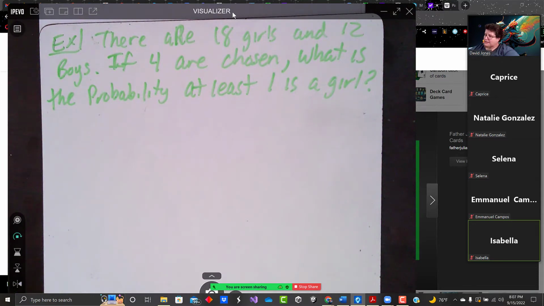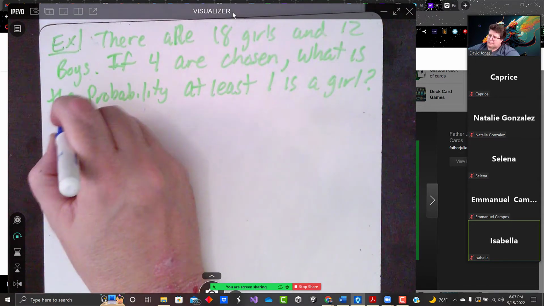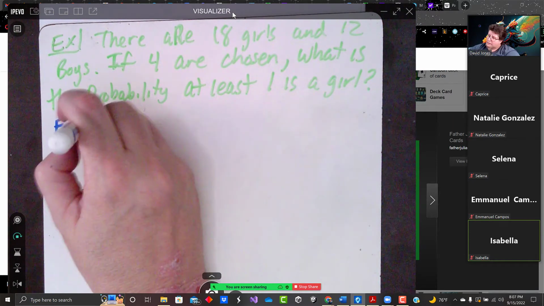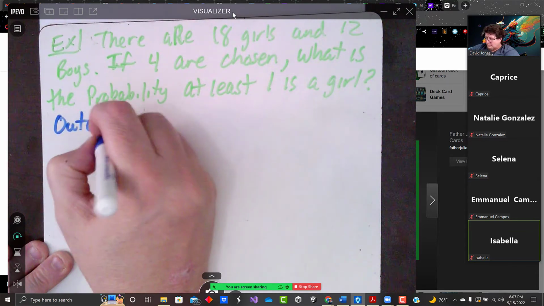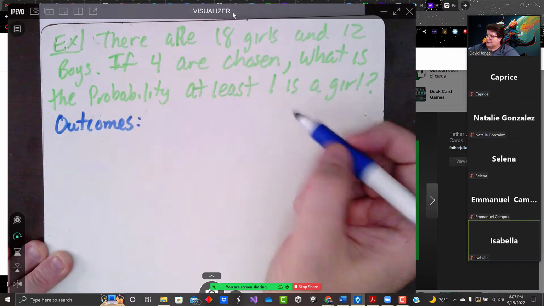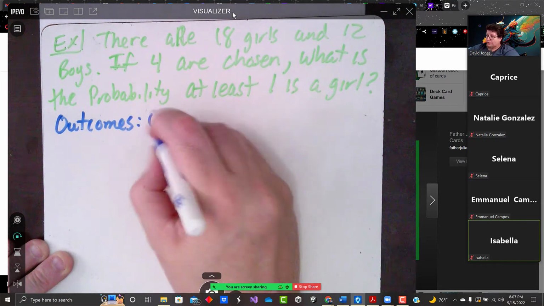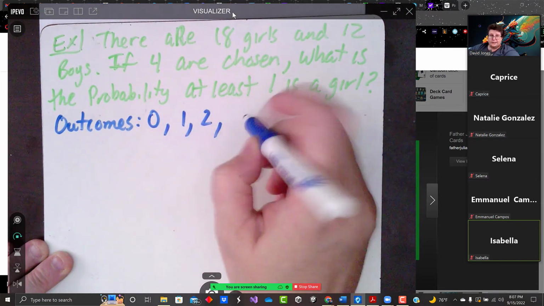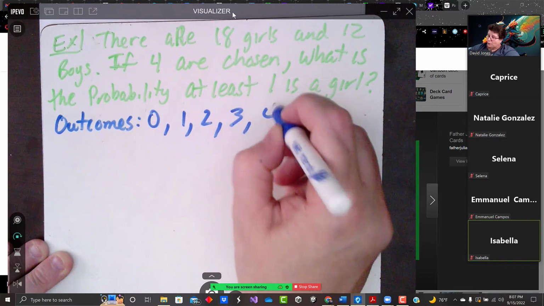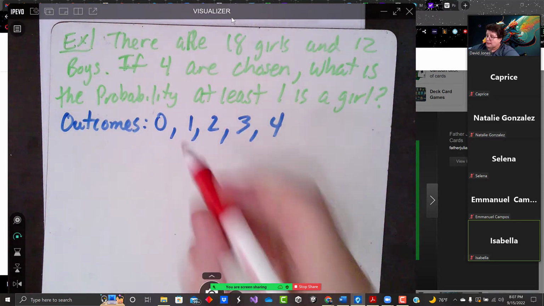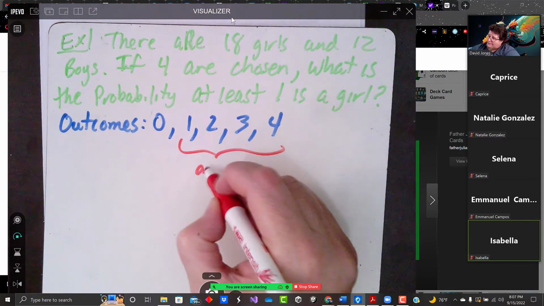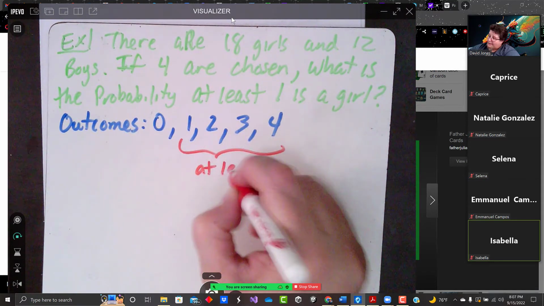Okay, so of this option, let's list out the possible events here, or possible outcomes. I could randomly pick no girls. I could pick one girl. I could pick two girls. I could pick three girls. Or I could pick four girls. At least one means one or more. All of these fall into the at least one event.